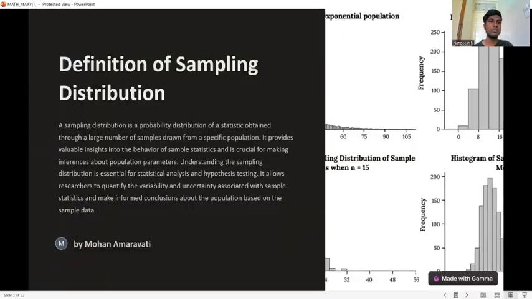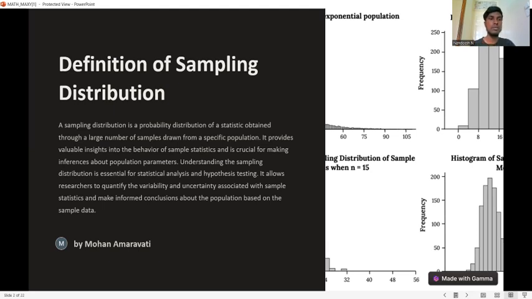Definition of sampling distribution. A sampling distribution is a probability distribution of a statistic obtained through a large number of samples drawn from a specific population. It provides valuable insights into the behavior of sample statistics and is crucial for making inferences about population parameters.